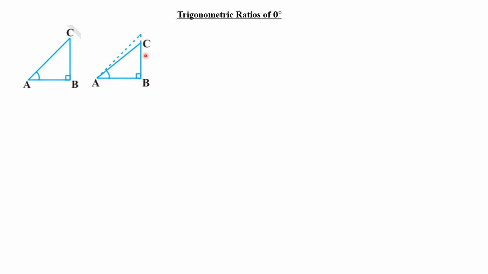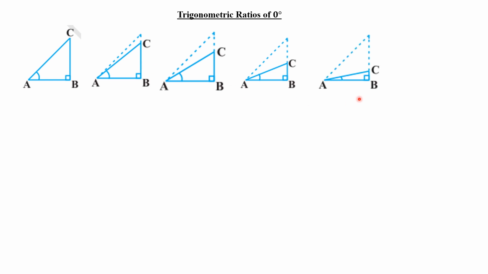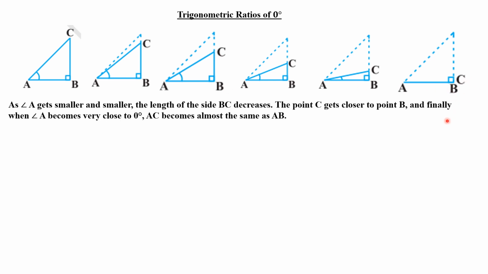So you can see when I am decreasing, the length of BC is decreasing and AC is also moving down, and slowly what will happen when the angle A will become equal to 0. Here you can see angle A is equal to 0. Then AB and AC both will become same and BC will reduce to 0. The height BC will become 0 over here.